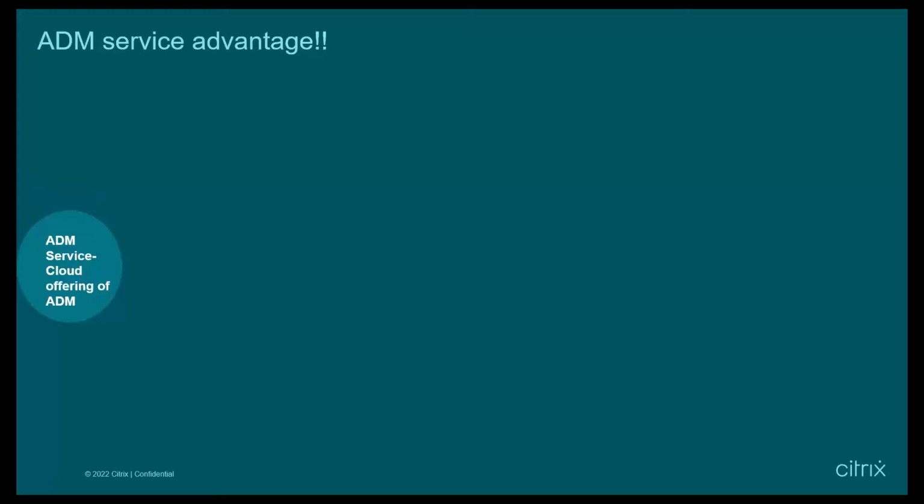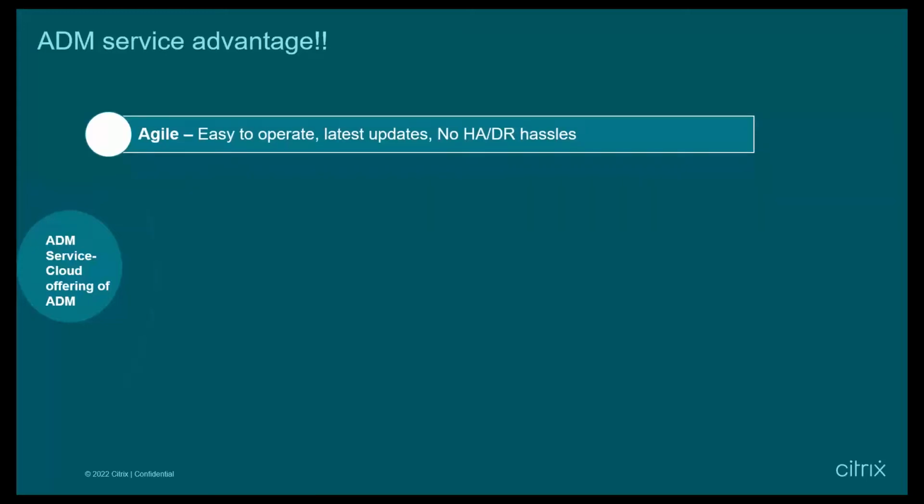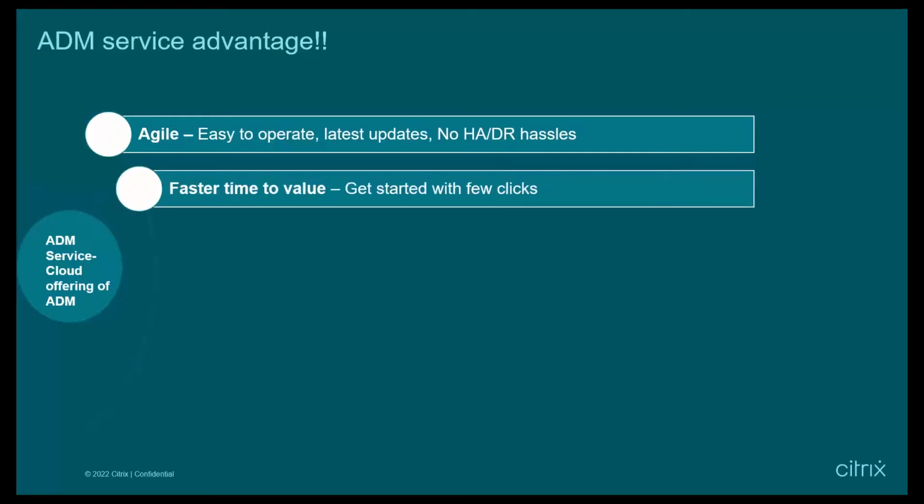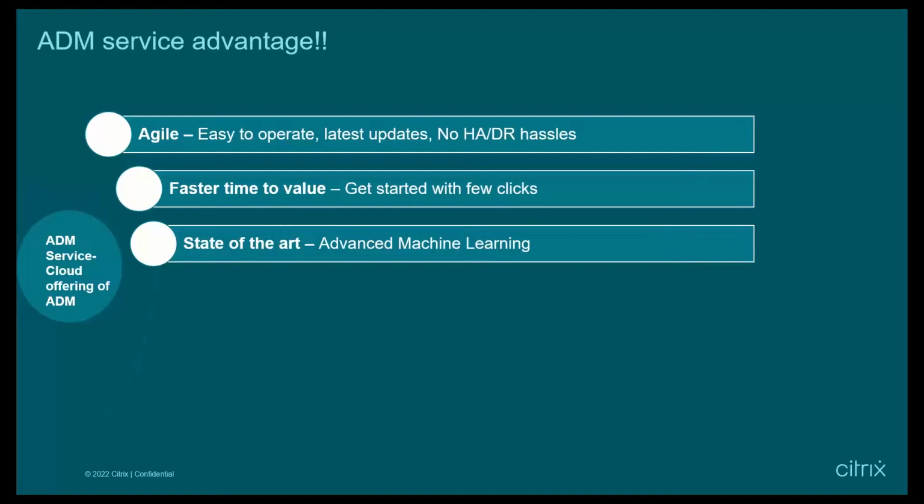These are some of the ADM service advantages. Firstly, it's very easy to operate. There are latest updates coming in on a bi-weekly basis. There are no hassles to manage the infrastructure yourself, no HA, no DR hassles. It gives you faster time to value because you can get started with fewer clicks. The advanced machine learning capabilities, the state-of-the-art features are only there in our ADM service, which is the ADM SaaS flavor.